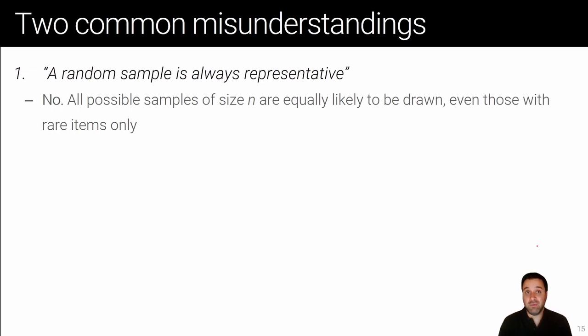We only have one sample. We could just be very unlucky. We don't know. We have no idea. If we have no idea what the population looks like and we just draw a sample, there's no way for us to say, hey, this sample is representative or not. Maybe we just get unlucky.